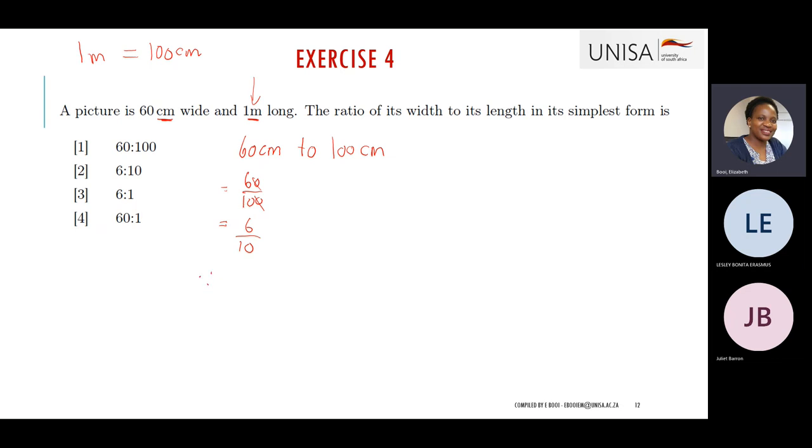And we can rewrite it. Therefore, we can rewrite it as 6 is to 10. Which one looks like that? Is number 2. That will be the ratio of its width to the length in the simplest form.